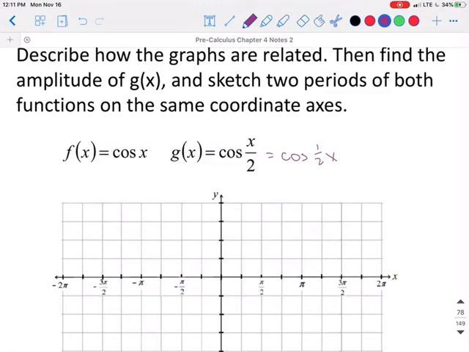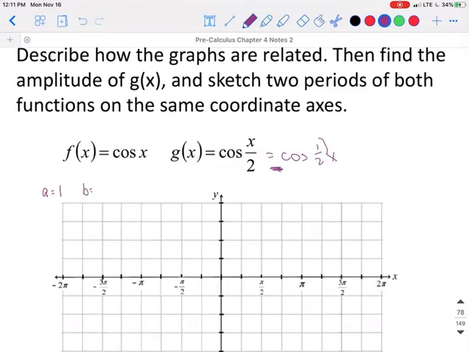And we know that it is going to be expanded horizontally by a factor of 2, since this is 1/2. Since we're expanding it, we're doing the opposite, and the reciprocal of 1/2 is 2. Now we need to find the amplitude and the period. Remember, the amplitude is just whatever value is right in front of the cosine. So our amplitude will be 1.